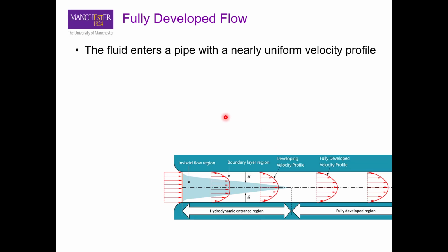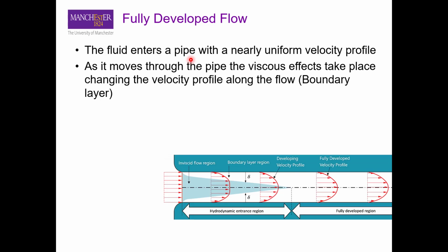So what is a fully developed flow? When a fluid element enters the pipe, for example, it has a uniform velocity profile. It means that all the layers are more or less at the same velocity. But as the fluid enters this empty pipe, it starts to develop a velocity profile, because at the wall here, the velocity will be 0. And as it goes towards the center, the velocity becomes higher and it's developing a velocity profile now. And after a certain length, the velocity profile stops changing anymore.